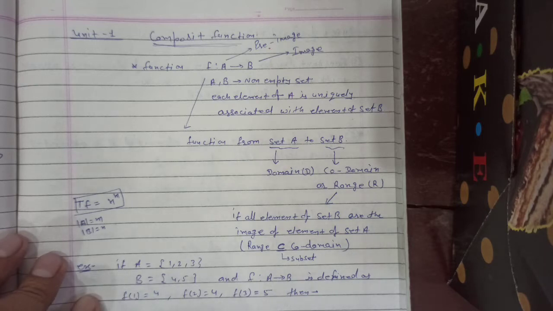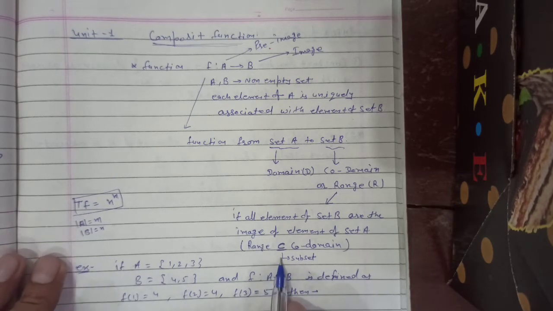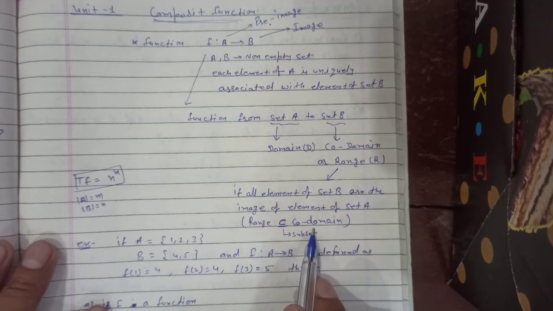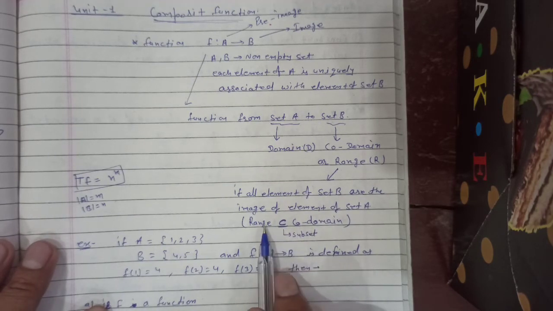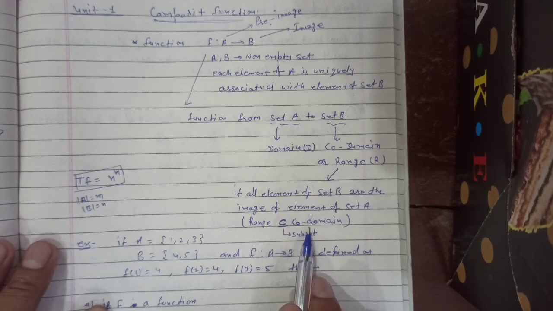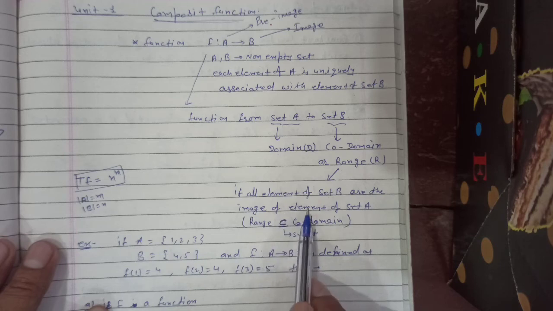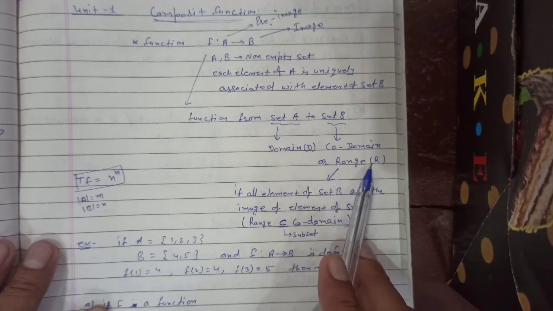It is possible that the entire set B is considered in terms of the range, but sometimes it is not considered completely, so we can say that the range is a subset of the codomain. It means the range is a subset of the codomain, and sometimes the range is equal to the codomain. It means if all the elements of the set B are the image of an element of the set A, then it is considered as the range.